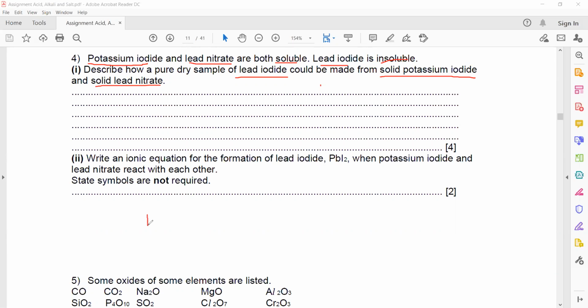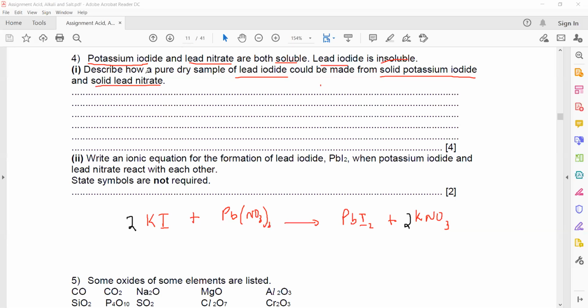Potassium iodide is KI, because potassium is group 1 and iodine is group 7. Lead nitrate, lead is always +2, so it's Pb(NO3)2. This will result in the formation of lead iodide, PbI2, plus potassium nitrate, KNO3. This is a symbolic equation, but I should balance it. I have 6 oxygen on my left, so I should have 6 oxygen on my right. So I put 2, so oxygen is balanced, and I put 2 for potassium and iodine, which are also balanced. This is a balanced equation.